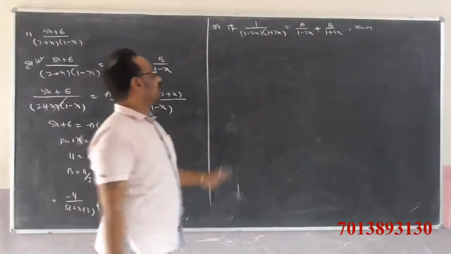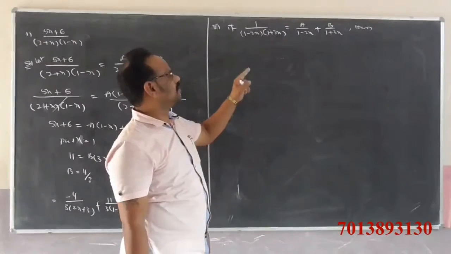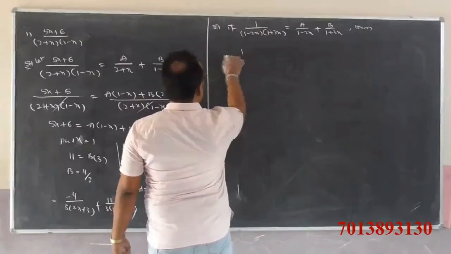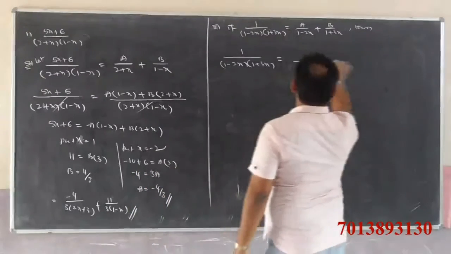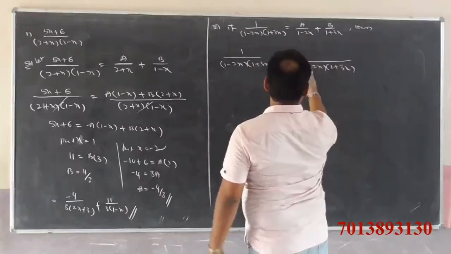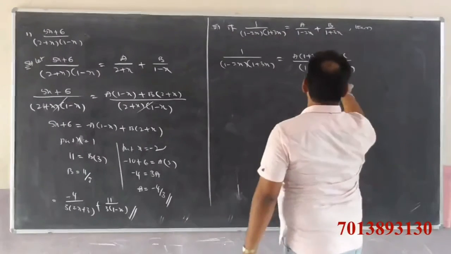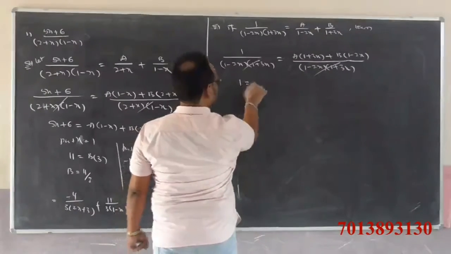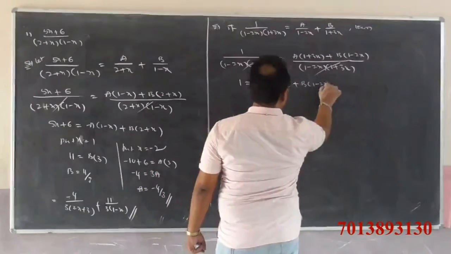Next, the second one: 1 by 1 minus 2x into 1 plus 3x is equal to A by 1 minus 2x plus B by 1 plus 3x. What is the ratio of A and B? Clearly, 1 minus 2x cancels with A into 1 plus 3x, and 1 plus 3x cancels with B into 1 minus 2x. The denominator cancels, so 1 is equal to A into 1 plus 3x plus B into 1 minus 2x.